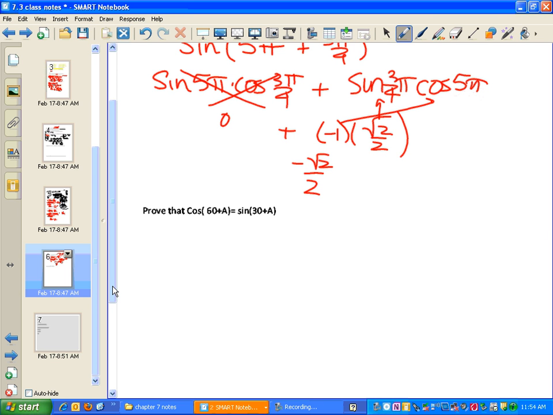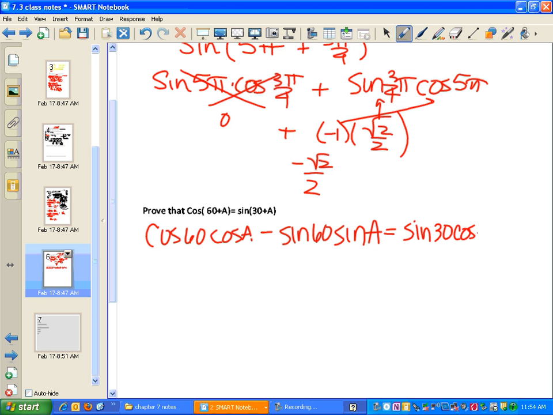Okay, so next one. I'm not sure. Let's see. This is going to be the cosine of 60 plus a, supposed to equal the sine of 30 plus a. Hold on. Didn't finish it. Cosine of 60 cosine of a minus sine of 60 sine of a. That's supposed to equal sine of 30 cosine of a plus sine of a cosine of 30.